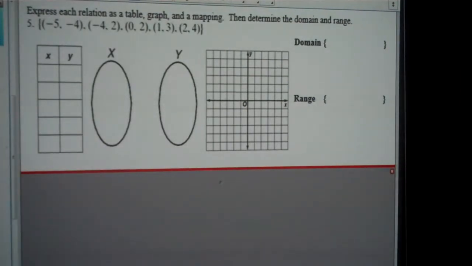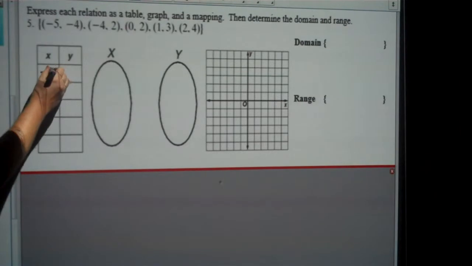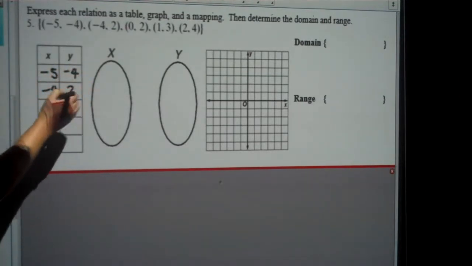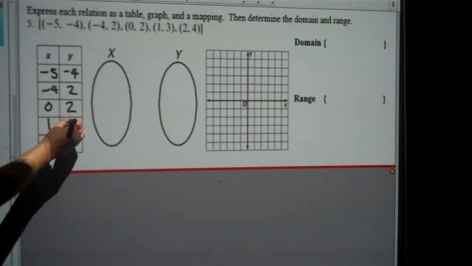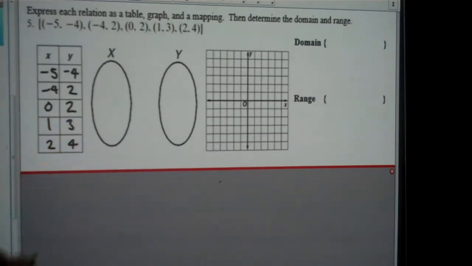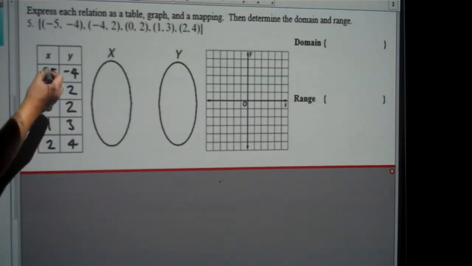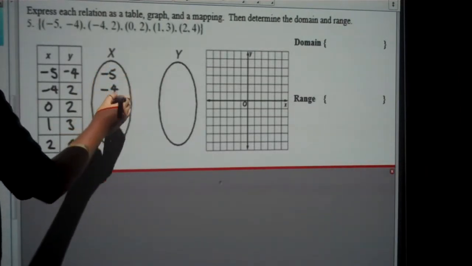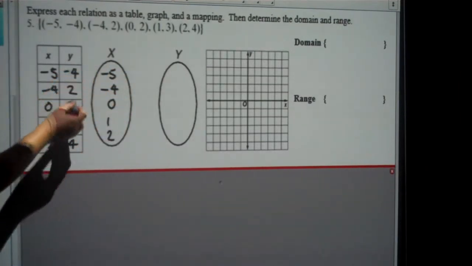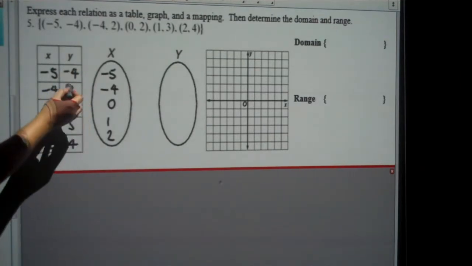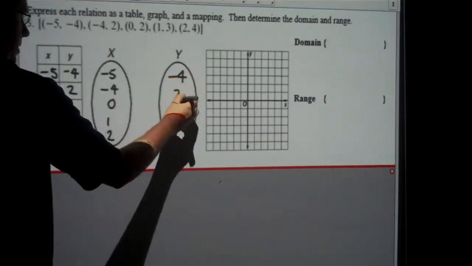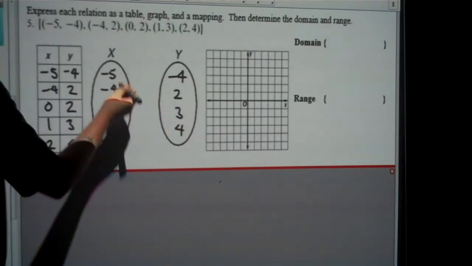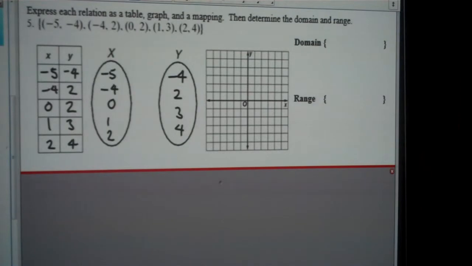Okay, for our next question, it says express each relation as a table, graph, and a mapping, and then determine the range and domain. So first of all, I have some coordinates, so I can easily fill those into a table here. Making sure the first coordinate is x, and the second coordinate is y. Now, when I come to draw my mapping here, I can see all these numbers are different, so I'm going to have a unique number for each of these. And I can also see here that I got some repeat numbers here. 2 appears twice, so I don't need to write 2 twice, I'm just going to write it once. And I'm making sure as I'm filling this in that I'm putting the numbers in numeric order as well.